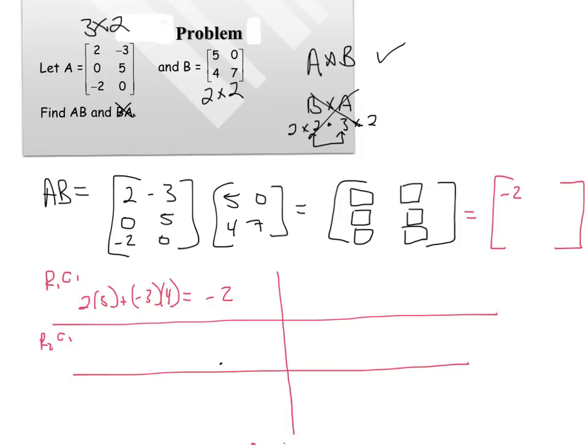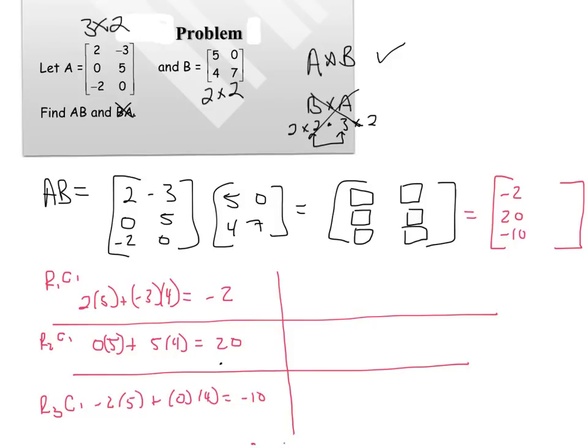Row 2, column 1. So I'm going to use row 2, column 1. And so I'm going to have 0 times 5 plus 5 times 4, and that's going to equal 20. So that's row 2, column 1. Next is row 3, column 1. So I'm using row 3, column 1. And so that's negative 2 times 5 plus 0 times 4, which is equal to negative 10.